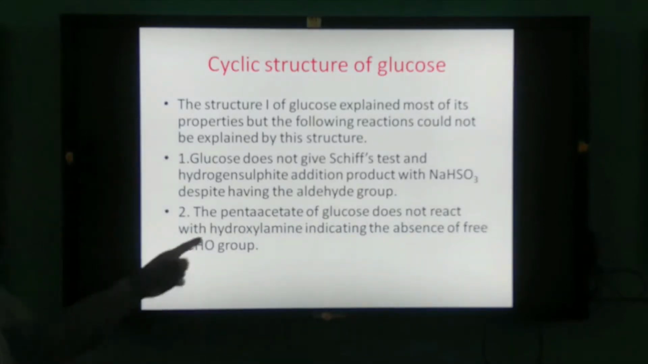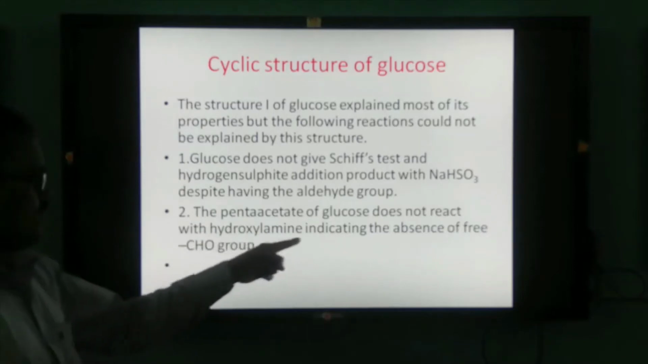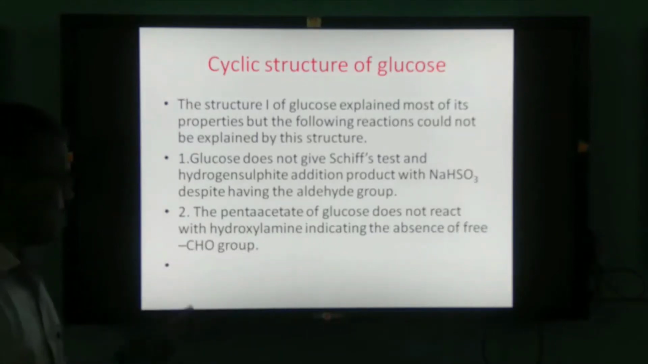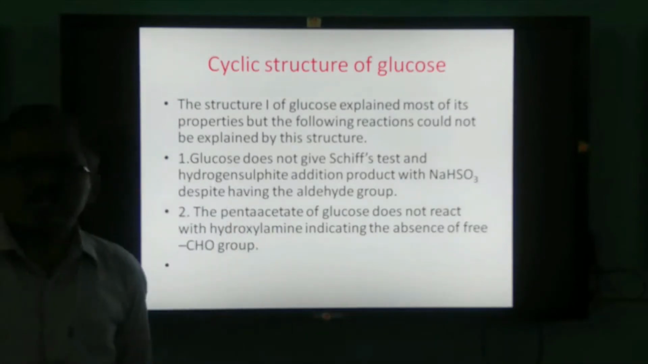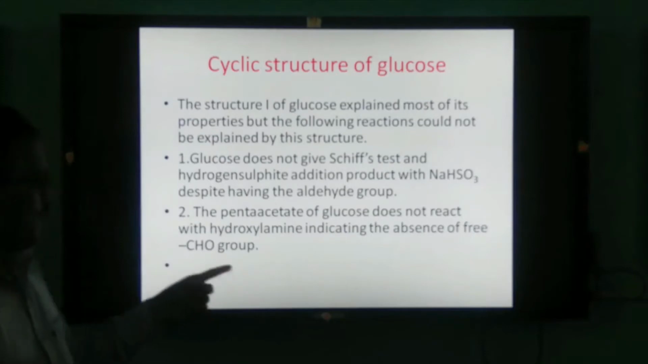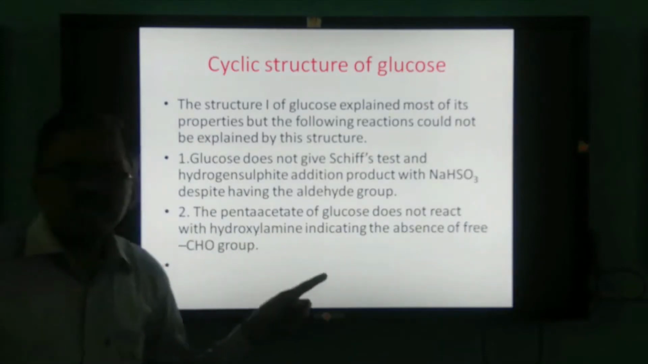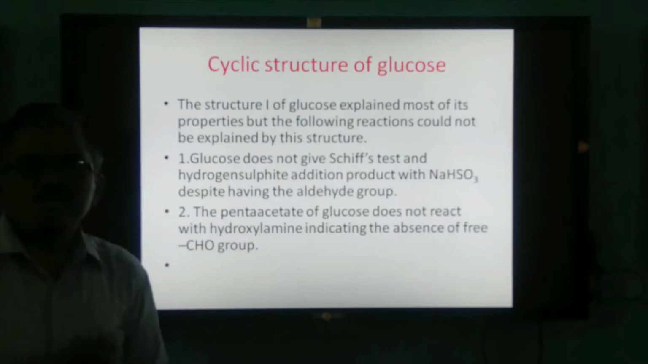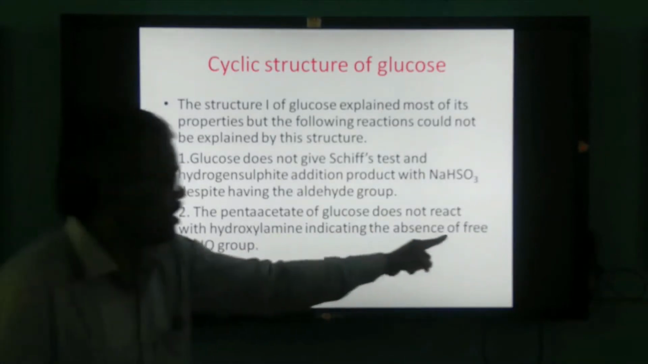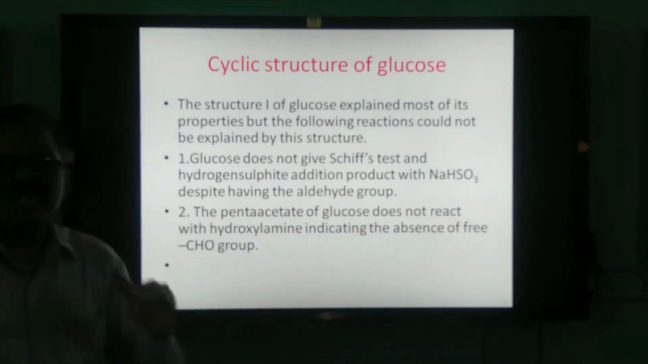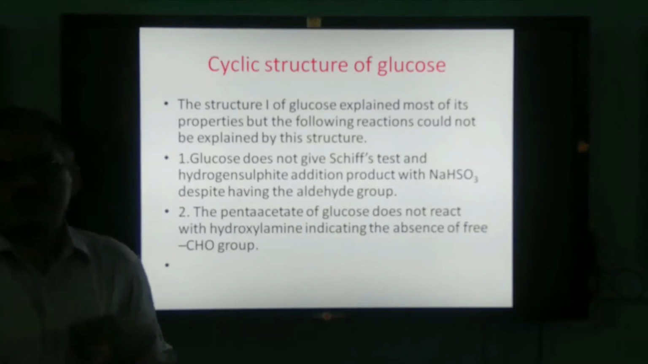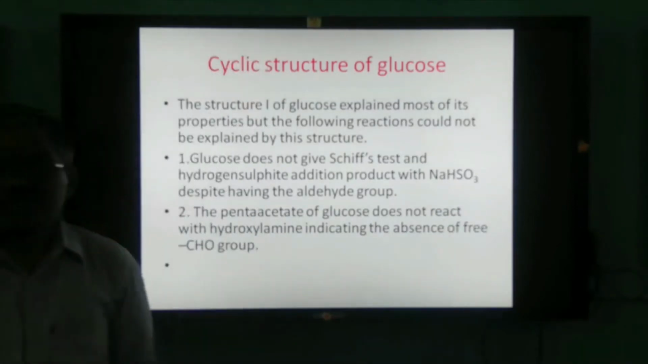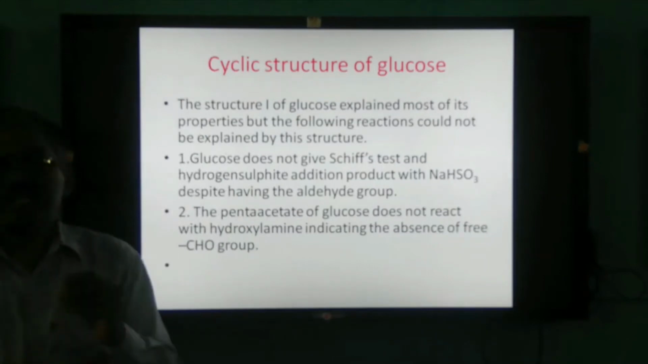The pentaacetate of glucose does not react with hydroxylamine, indicating absence of a free aldehyde group. So this glucose proposed by Fischer is not responding. This pentaacetate is not responding with hydroxylamine. So what is the answer? Why is it not responding? Because it indicates the absence of a free aldehyde group. That indicates that the aldehyde group is not free. If it is not free, how is it? Next question. So therefore, the straight chain structure is not satisfied.